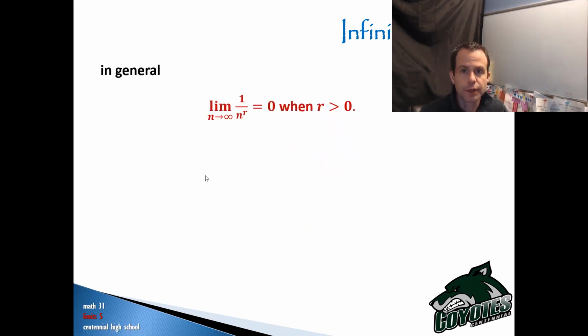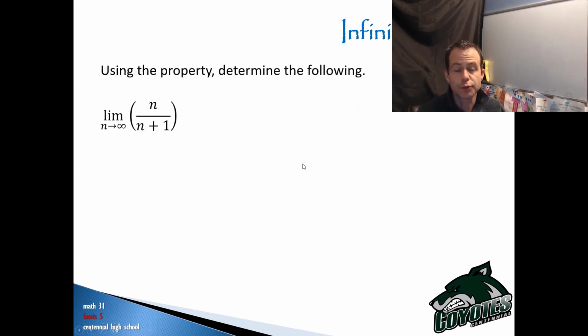Okay, so in general, things you want to understand: the limit of 1 over n to the r will become 0 as n approaches infinity, as long as r is greater than 0. Okay, so the limit of 1 over n to the r will give me 0 as n approaches infinity when r is greater than 0. Okay, so using that property, let's go ahead and just practice a few limits here.